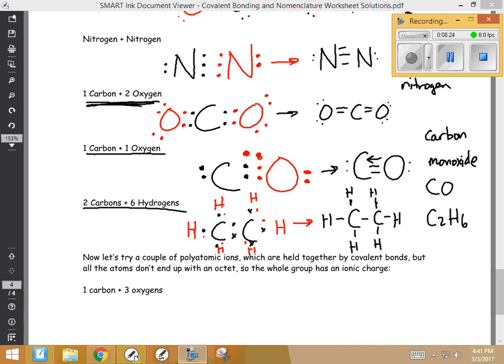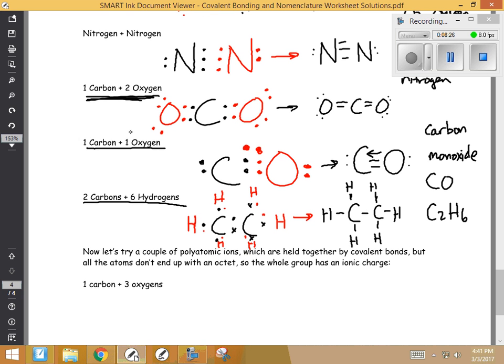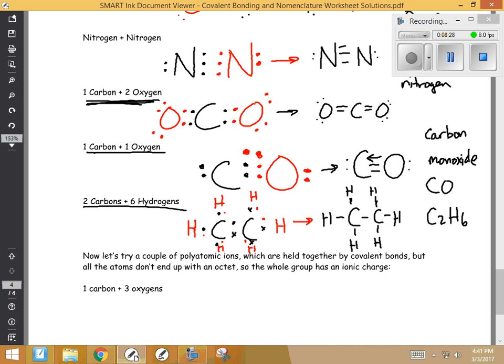Okay, next two, back up here to the carbon dioxide, CO2, and it's called carbon dioxide. What you're going to see is two double bonds. Basically, that carbon puts all four of its electrons into these bonds, two in each, and oxygen puts two in each, leaving oxygen with an octet, carbon with an octet, and that's two double bonds.